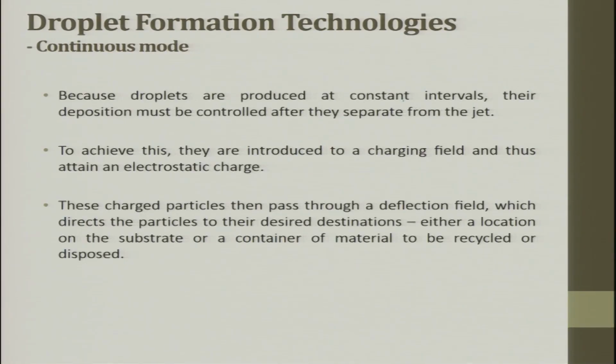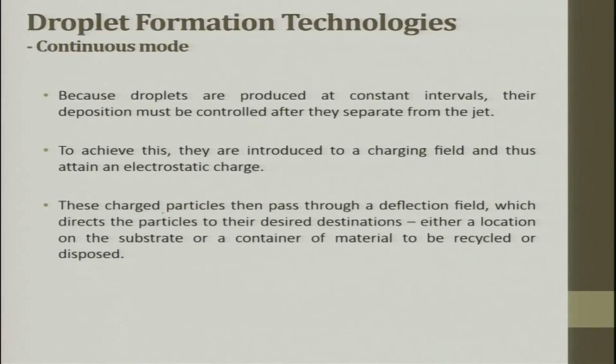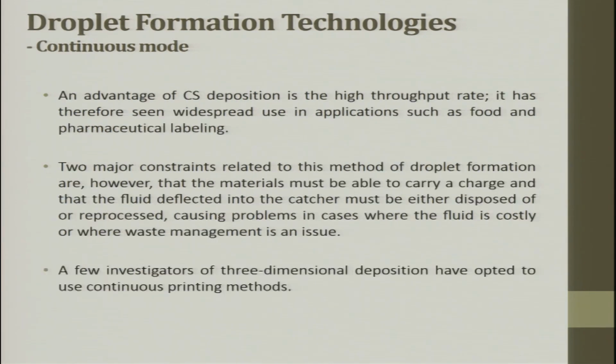Because the droplets are produced at constant intervals, their deposition must be controlled after they separate from the jet. To achieve this, they are introduced to a charging field. At the exit, there is a charging field and the droplets thus attain an electrostatic charge. These charged particles then pass through a deflection field which directs them to their desired destination, either a location on the substrate or a container of material to be recycled or deposited.